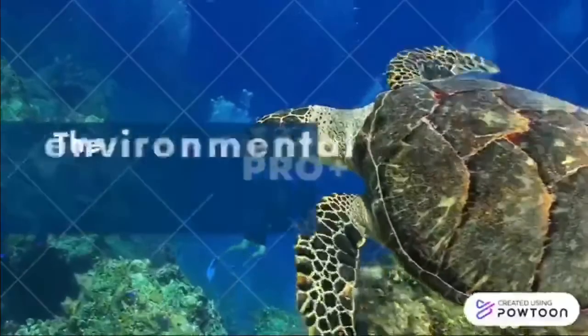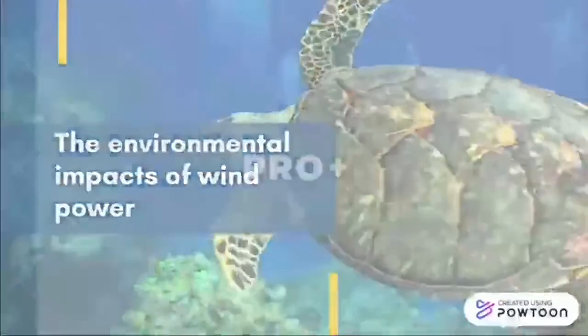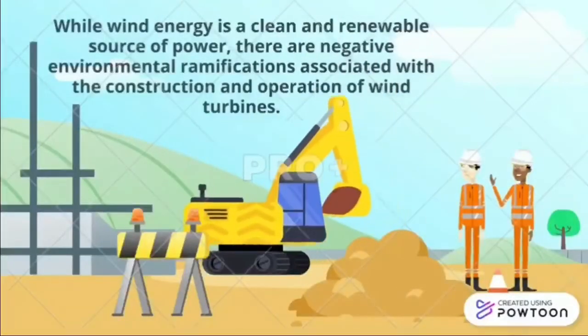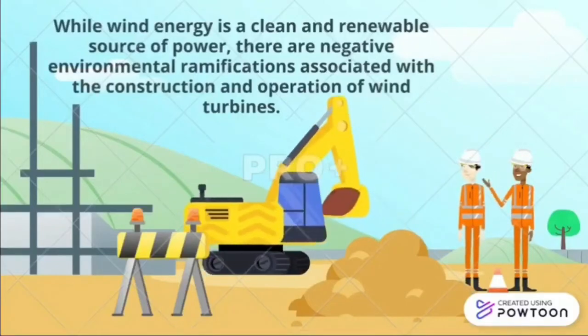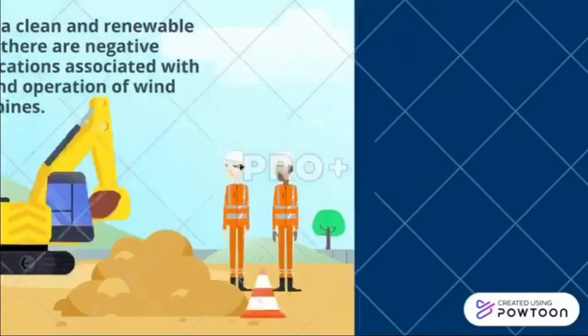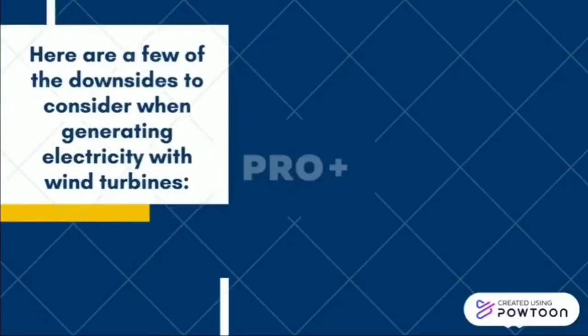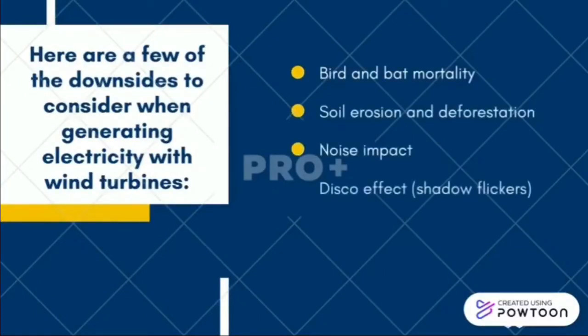The environmental impacts of wind power. While wind energy is a clean and renewable source of power, there are negative environmental ramifications associated with the construction and operation of wind turbines. Here are a few of the downsides to consider when generating electricity with wind turbines: bird and bat mortality, soil erosion and deforestation, noise impact, and the last one is disco effect, shadow flickers.